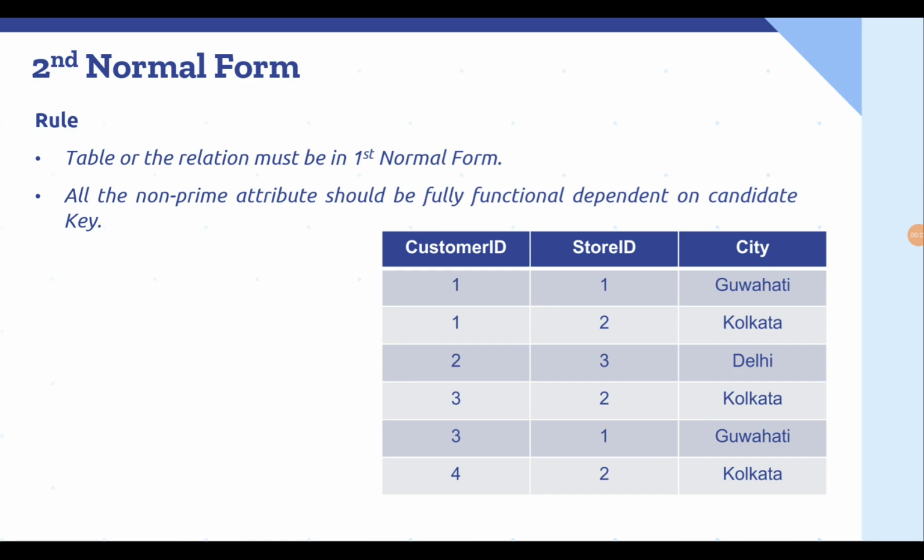In the case of the second normal form, there are two basic rules. The first rule is that the table must be in the first normal form. So whatever table or relation we have, first of all, it should satisfy the first normal form. If we recall what is in the first normal form, the rule was we should not have multi-valued attributes under any circumstances.